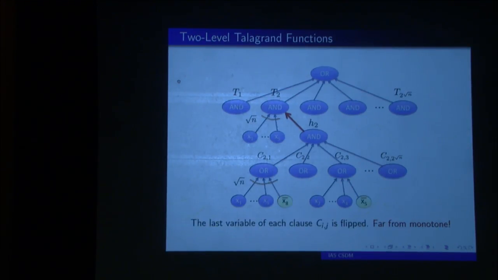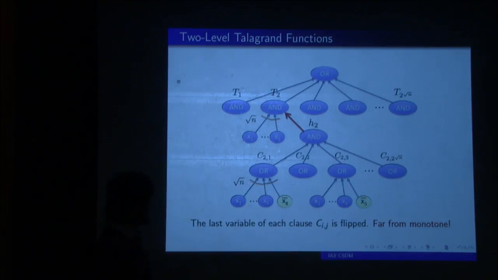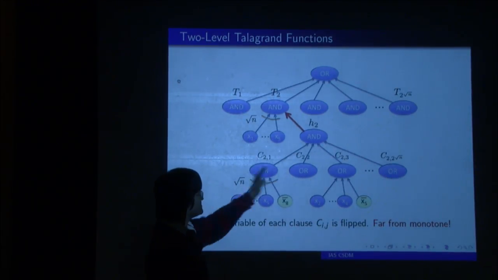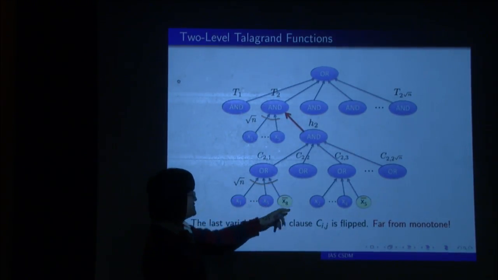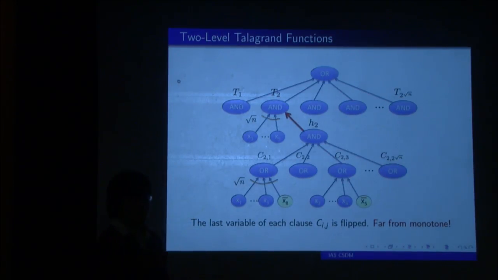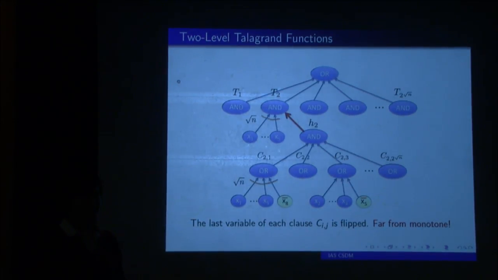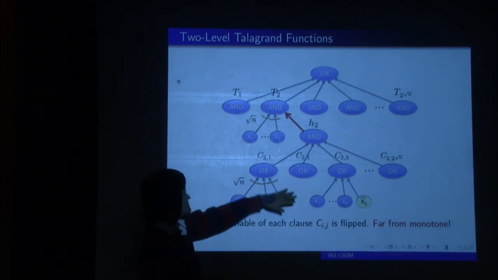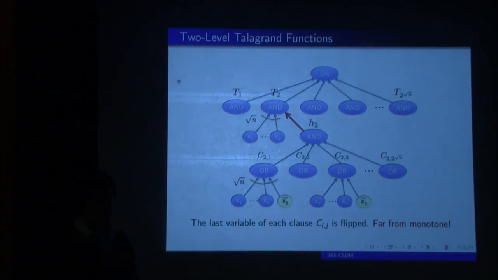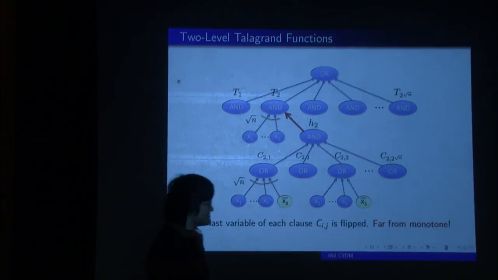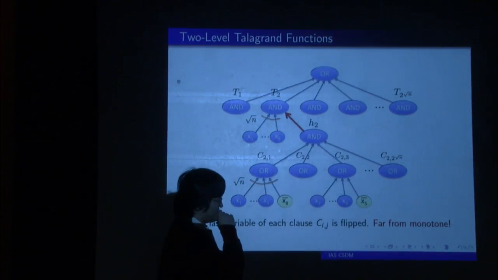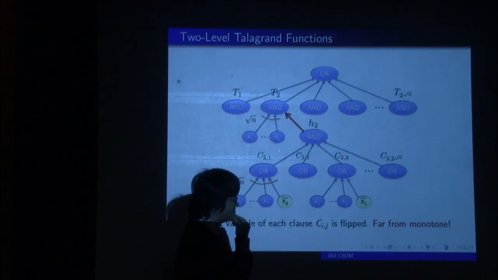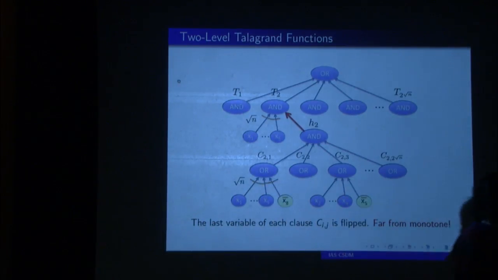So this is the non-monotone, the far from monotone part. Everything is the same except that we flip all these last variables of each term. And we do the same thing, like if you satisfy 2 terms, you don't even go to the second level. So let me say a little bit about why these functions are far from monotone and why they are harder than the original function.